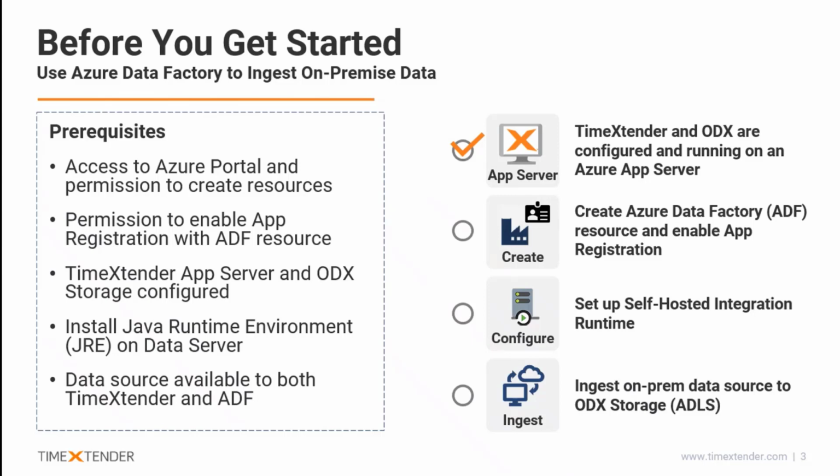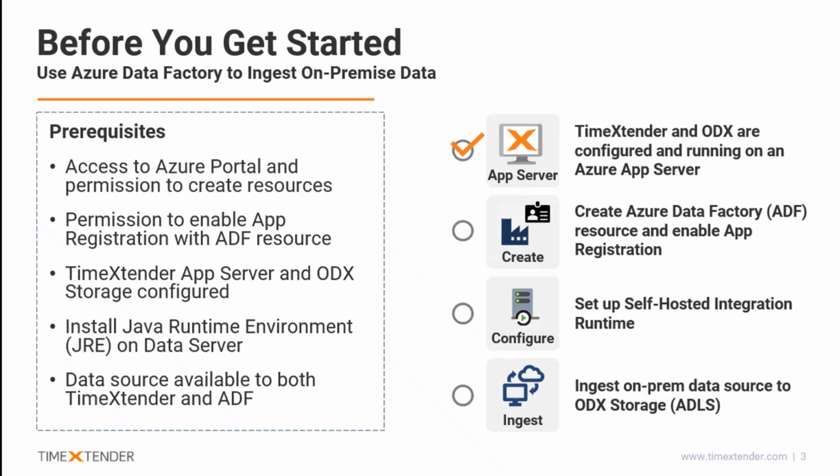You also need a TimeXtender app server running with the ODX storage already configured. Another piece that you'll need here, and I'll mention this again later, is that you will need to install the Java runtime environment on the data source server. So we're going to be using an on-prem data source SQL server where we're going to be loading data using an Azure Data Factory integration runtime. That integration runtime is going to be packaging files in a Parquet format. And in order to do that, you do need a Java runtime environment for that Parquet format packaging process.